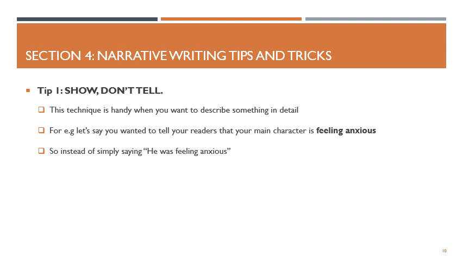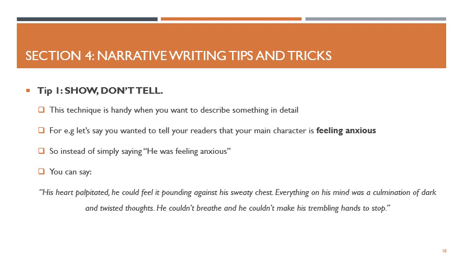is, instead of just telling that your character is anxious, you can show by saying, his heart palpitated. He could feel it pounding against his sweaty chest. Everything on his mind was a culmination of dark and twisted thoughts. He couldn't breathe, and he couldn't make his trembling hands stop.